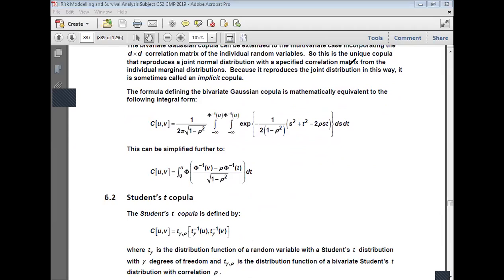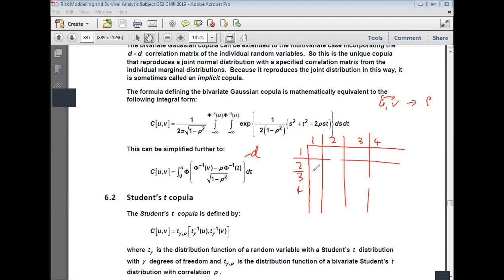Okay, so what I was trying to say is that let us say I have D random variables. Because I only had U and V, I could summarize their correlation with just one number, which is rho. But now if I have D random variables, I will instead have a matrix. Let's say my D is 4. So I'll have 1, 2, 3, 4 here, and I'll have something like this.